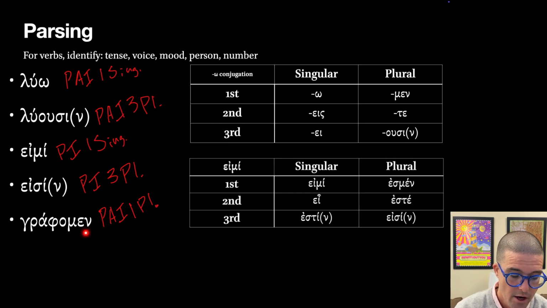And then lastly, graphomen, we've got a present active indicative first person plural. We're using that -men suffix with the omicron connecting vowel on it.